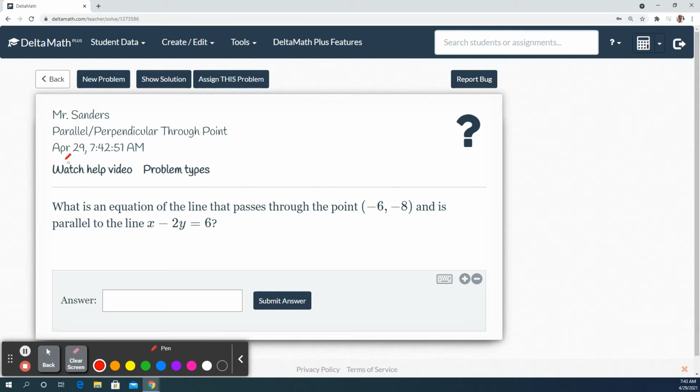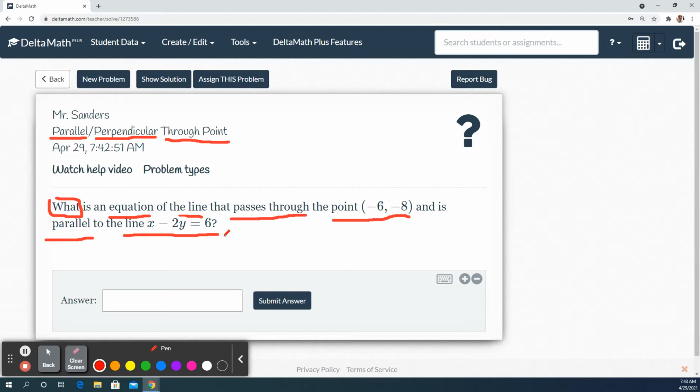We have two types of problems we're dealing with here. We have parallel problems and perpendicular problems, and we're forcing it to go through a point. What is an equation of the line that passes through, it has to pass through this point and is parallel to this line right here?